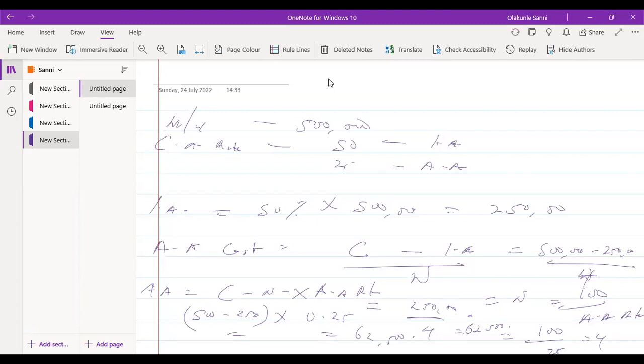The annual allowance rate is 25%. This is the 25. 50, 25. Okay, yes, 25. So it should be 62,500.